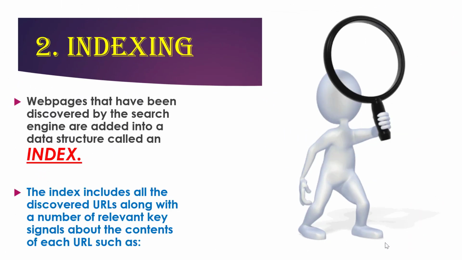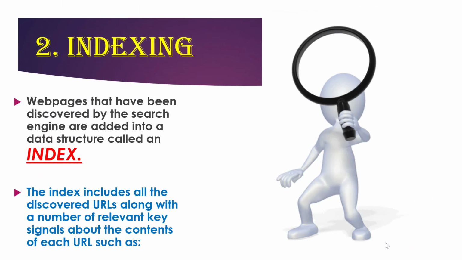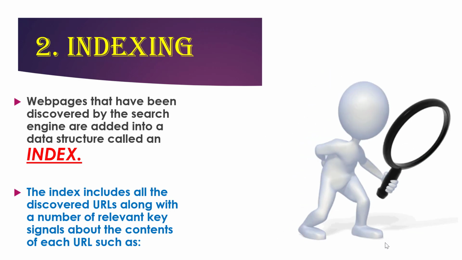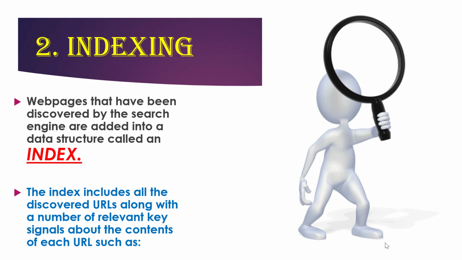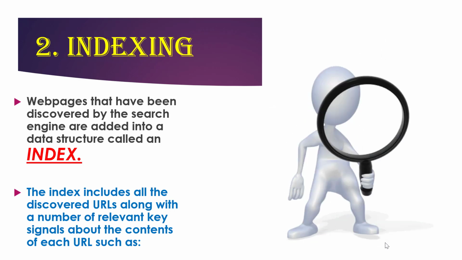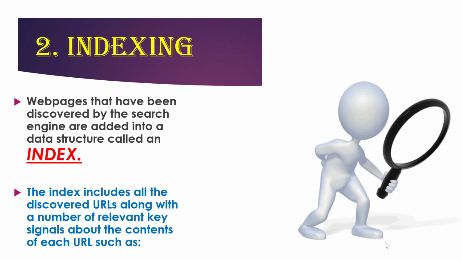So the second step is indexing. Web pages that have been discovered by a search engine are added into a data structure called an index. This is a new type of data structure which includes the discovered URLs along with the number of relevant key signals and the information of each URL identified.